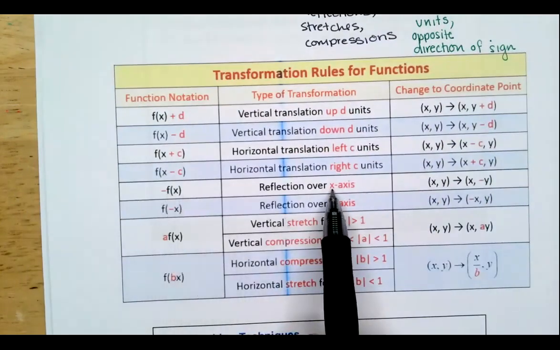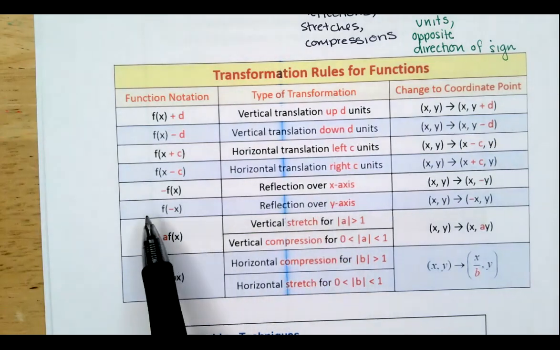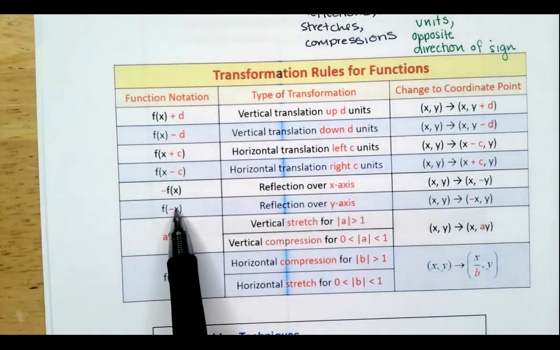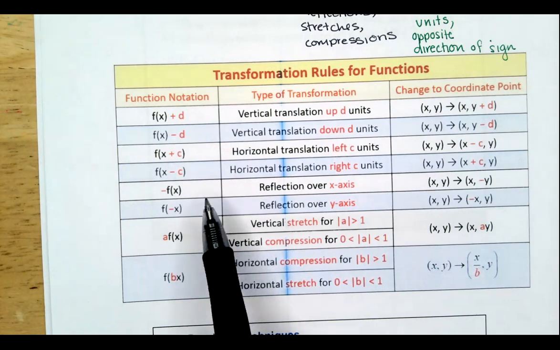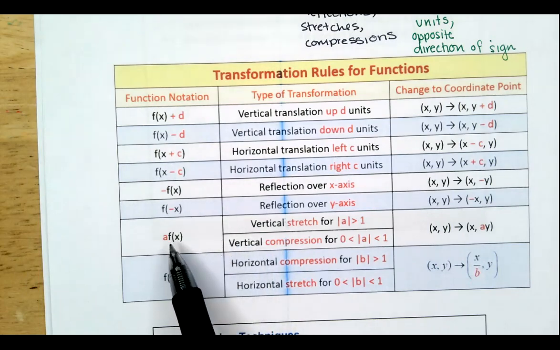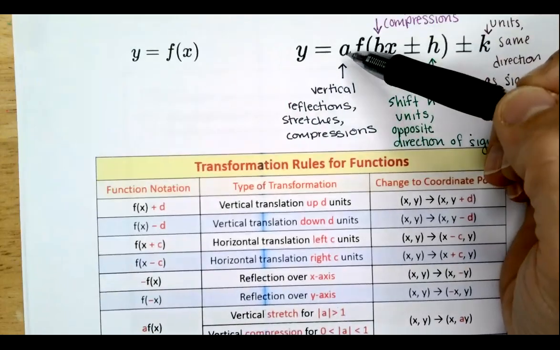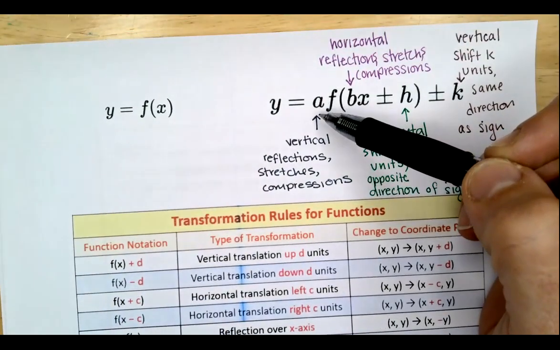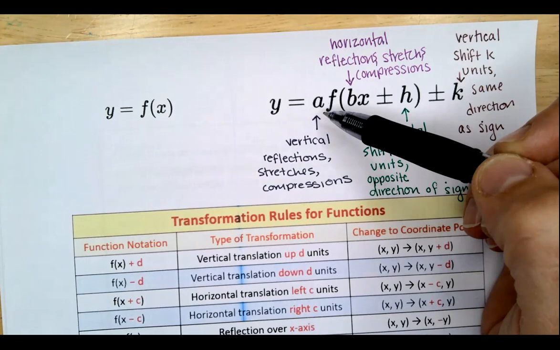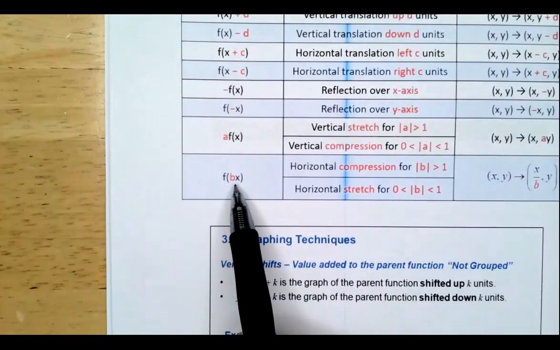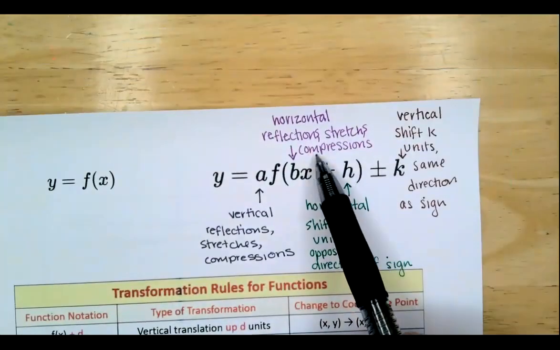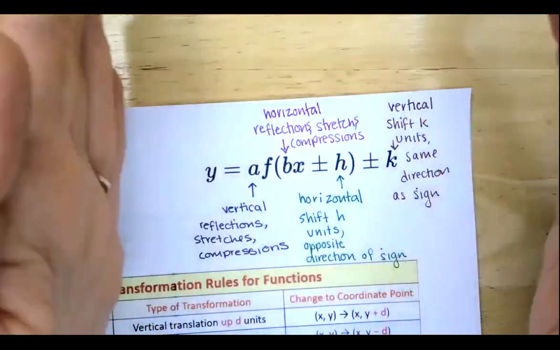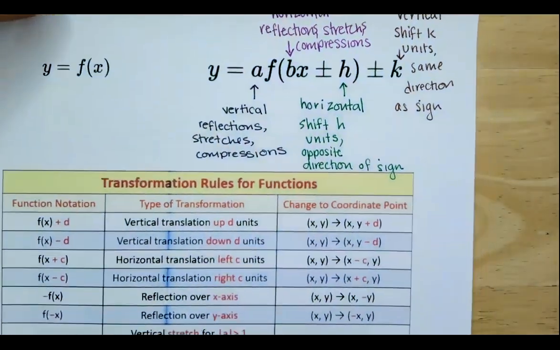A negative means we're reflecting that entire equation over the x-axis. A negative inside the parentheses is only affiliated with the x instead of both the x and the y, which means we're reflecting it over the y-axis. A number, like I said, in front of the whole situation means we're going to stretch or shrink it on the y-axis. And then if we put that number with only the x inside the parentheses, then we will be stretching or compressing it on the horizontal axis, okay?